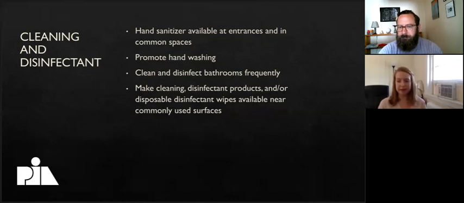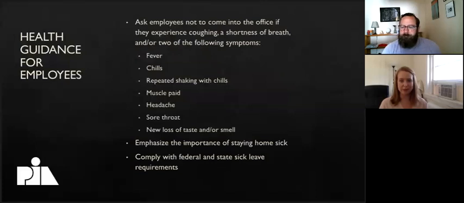You can also make cleaning disinfectant products and or disposable disinfectant wipes available near commonly used surfaces. You should follow the CDC and EPA guidelines for cleaning products that are both effective and also safe. You can also recommend that employees use it to clean their own space. It doesn't save you from being required to make sure that their workplace is disinfected and clean, but it allows them to do it themselves just for extra comfort.